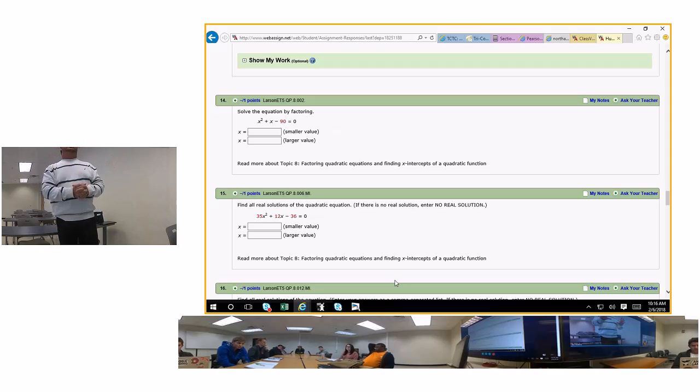That's all I'm asking. Find the real solutions. When you see that word real, that means a radical might be involved. Now, what about challenge questions?